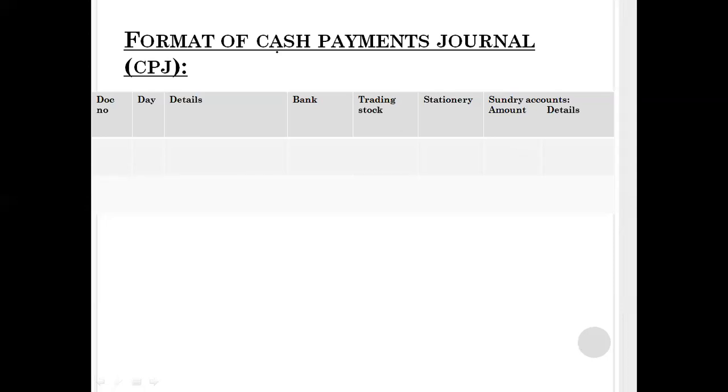So just for the format of the CPJs, how the columns and the headings are going to look. Quickly again, you have your document number, day, details, bank, and then the rest of the columns will be different from activity to activity. But in this case, we have trading stock, stationery, and then you will definitely end off with your sundry accounts.